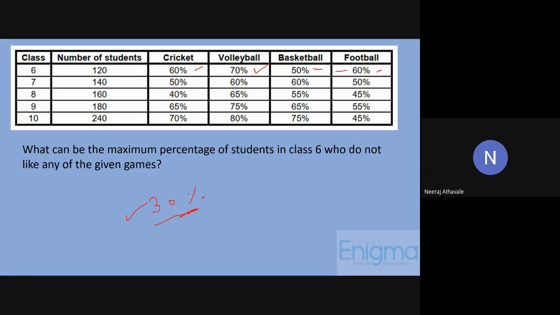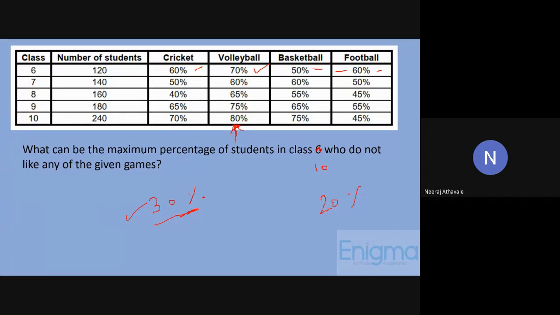Okay, same question. What would be the answer for class 10th? 20. Perfect. Because class 10 का highest percentage 80 है. So 100 minus 80, the answer would be 20%. Perfect. Okay, so I guess everyone has understood this part. Okay, so this is data interpretation based on table.